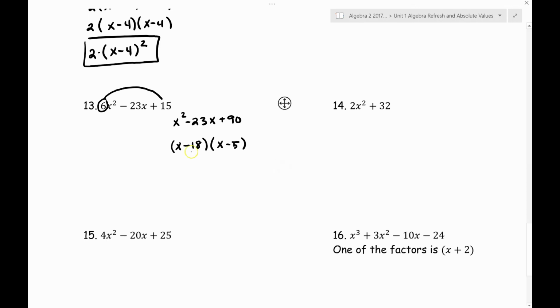So now I divide by what I slipped. If I can't simplify anymore, then I slide it. So 18 divided by 6 actually does divide nicely. This becomes 3. Okay, so I have x minus 3 times 6x minus 5.